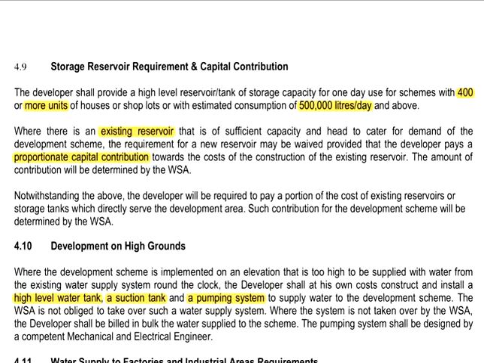Now, it depends on the estimated consumption, which is on the basis of the 1 day usage of the development area relative to the capacity of the existing reservoir. Now, the capital contribution shall be proportionate to the usage. The amount of contributions shall be determined by the water supply agency.